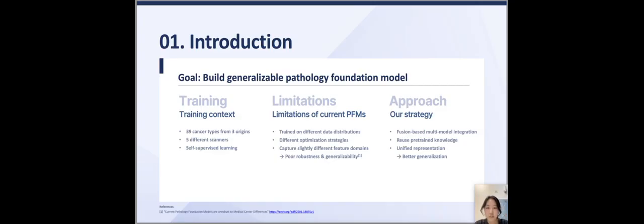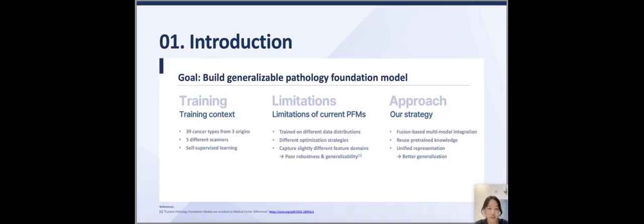This competition aims to build a generalizable pathology foundation model based on self-supervised learning. The dataset consists of 39 cancer types from 3 origins and 5 different scanners. While previous studies on PFMs are ongoing, there are still limitations in their ability, given that each model is trained on different data distributions and different optimization strategies. As a result, they capture slightly different feature domains, which leads to poor robustness and generalizability.